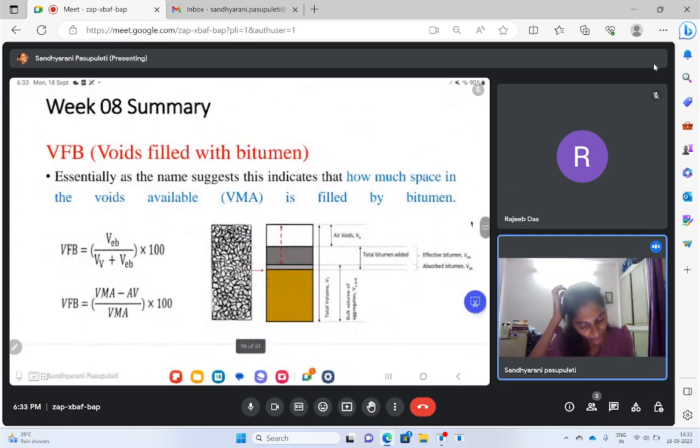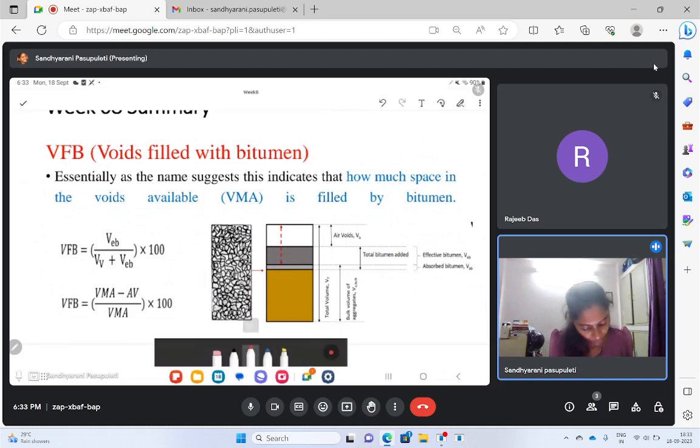And in addition to VMA and compactive effort, there is another volumetric parameter which is called VFB, voids filled with bitumen. So if we could see here, this is our VMA. That means this air voids and also this effective bitumen together is called VMA. In this VMA, this much amount is filled with bitumen and the remaining are the air voids. So I wanted to understand out of this total VMA, how much amount is actually filled with bitumen. So voids filled with bitumen, that is called VFB.